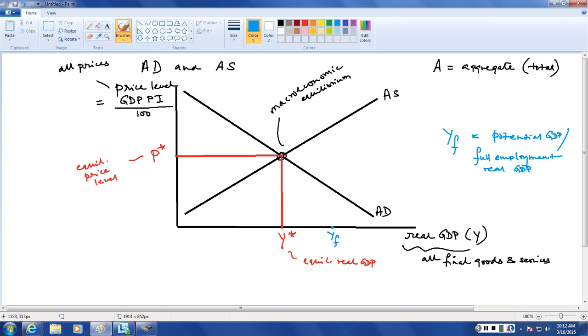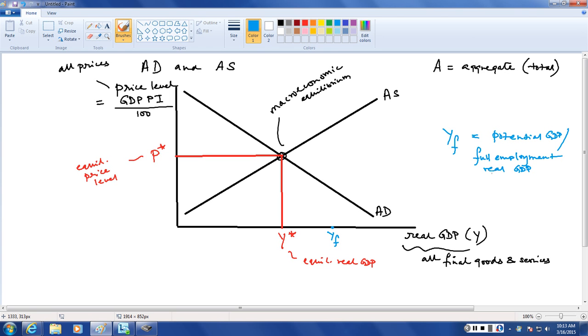Now, the point here is that at GDP level YF, if the economy were producing GDP level YF, the unemployment rate in the economy would be how much? About 4%. On the other hand, currently this economy is producing GDP level Y star, which is less than YF.